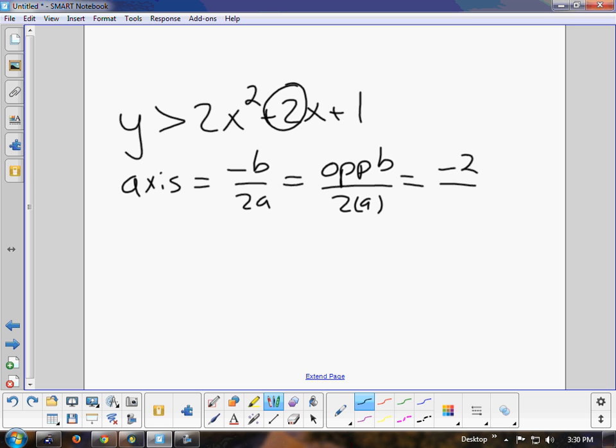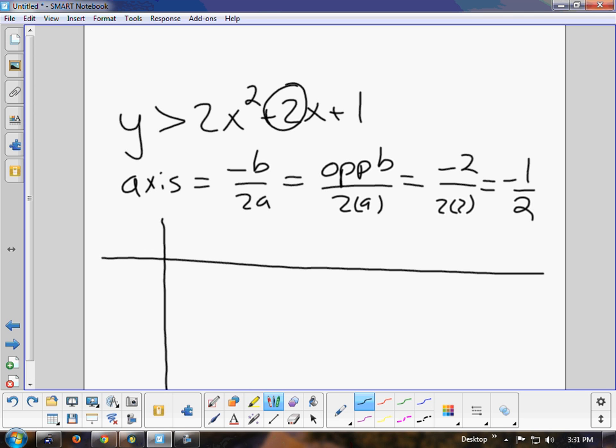So, the opposite of b is negative 2, and 2 times 2 is 4. So actually, this is negative 1 half. My apologies, the people in the room. So it's negative 1 half is the axis of symmetry. So on your chart, you're going to center things around negative 1 half.